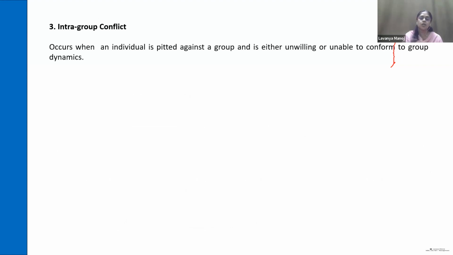And then we have intra-group conflict, that is conflict between one individual and a group, maybe one team, or one particular department. So that is intra-group. Intra-individual, intrapersonal, is where the individual is having conflict within himself or herself, with the organizational goals and other things. Whereas intra-group is between him or her and another group of people in the organization, a particular team of employees.